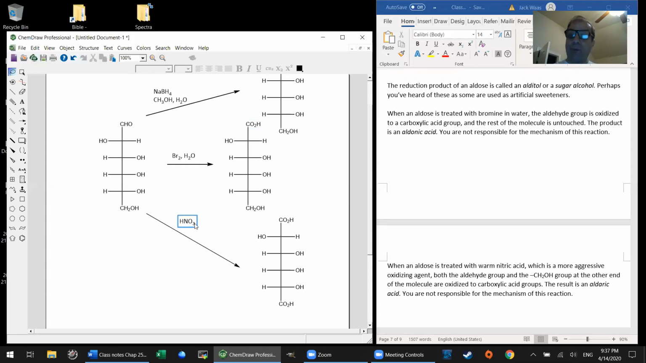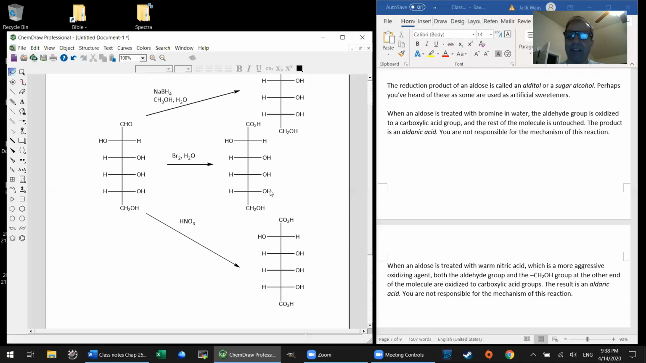Nitric acid is an even more powerful oxidizing agent than bromine. And you can tell that because nitrogen's in the +5 oxidation state. That's the highest oxidation state possible for nitrogen. And it would very much like to have a lower oxidation number than that. So if you warm an aldose like this in nitric acid, you'll wind up oxidizing the aldehyde group and the CH2OH group, the primary alcohol group, both to carboxylic acids. And again, any and all other OH groups remain untouched, and that type of compound is called an aldaric acid.